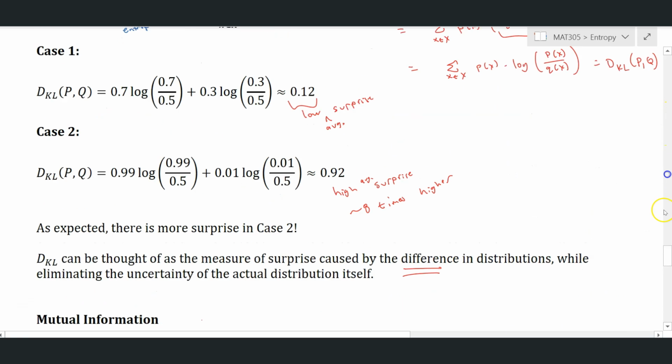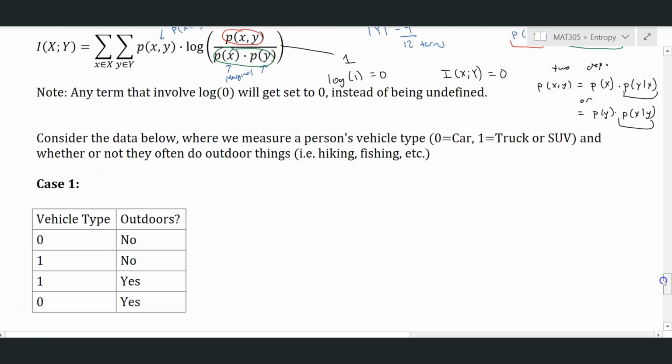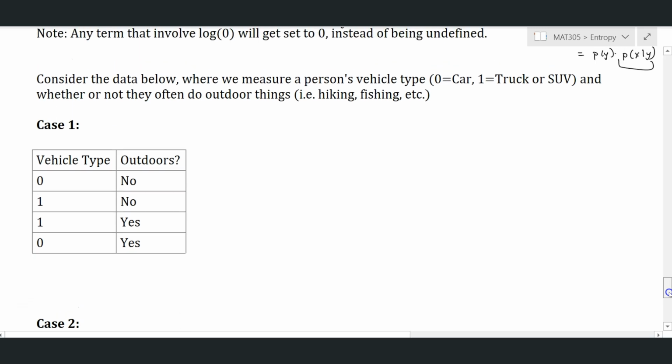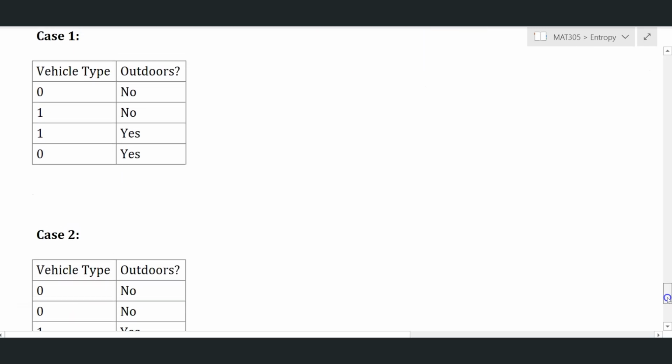Okay, just keep that in mind, that if you do see a log of 0, in this case, we're just going to define it to be 0. Okay, so let's suppose we have this data, and we're going to take a look at two cases just to see that in one case, the mutual information is going to be higher than the other.